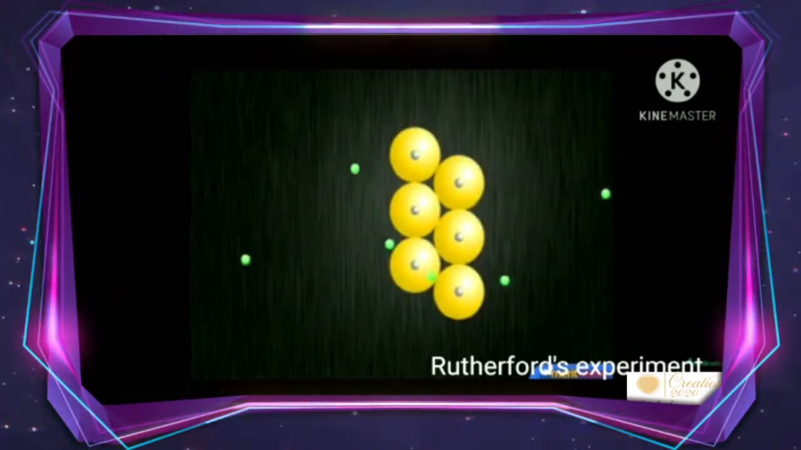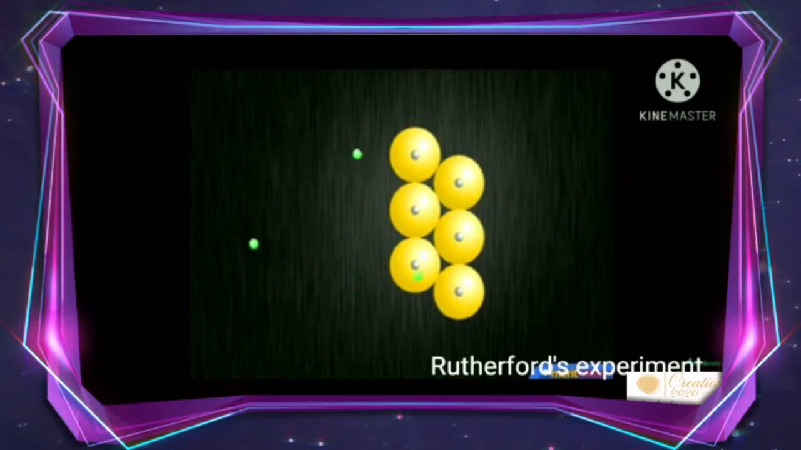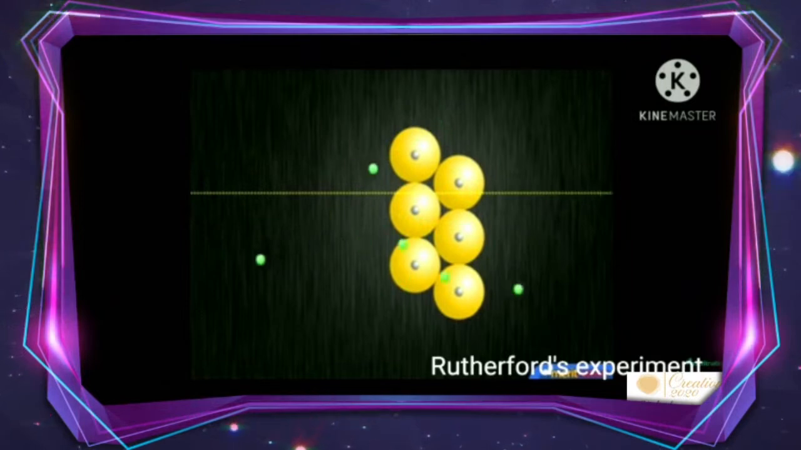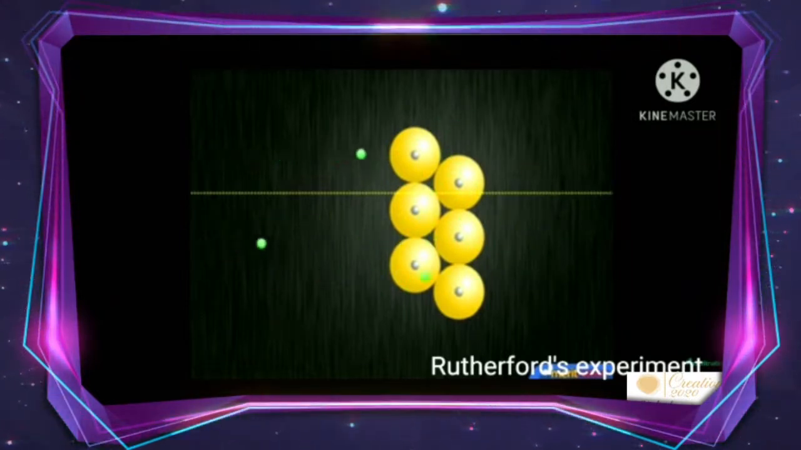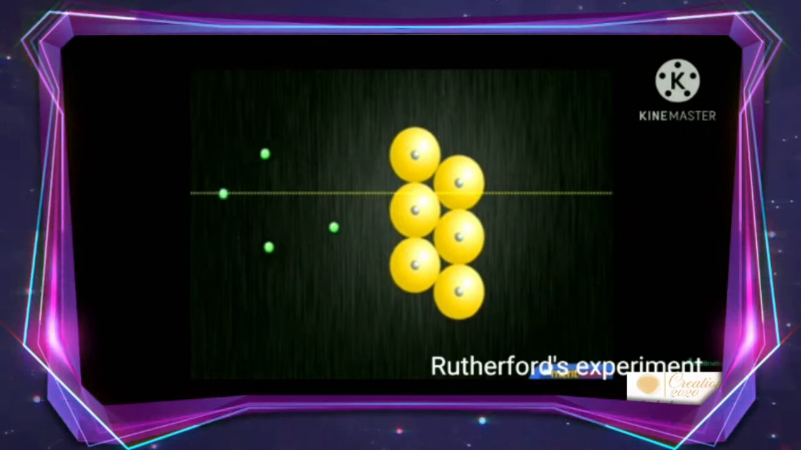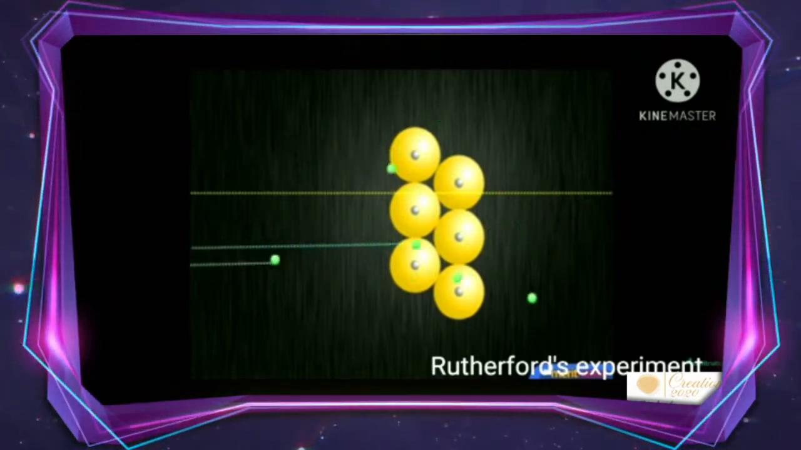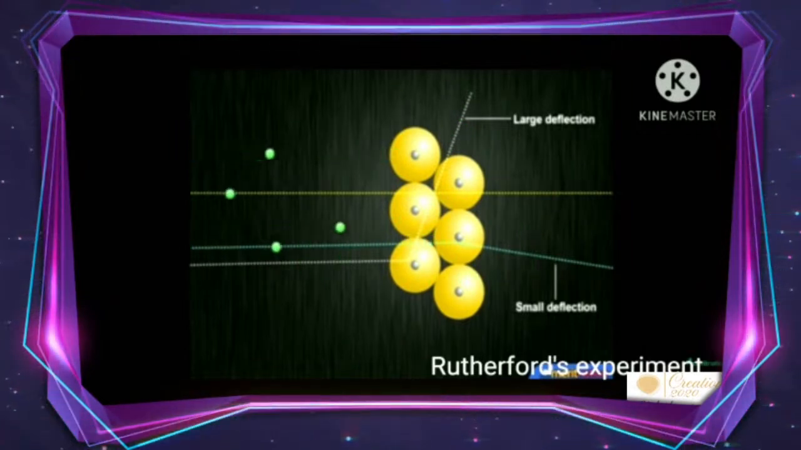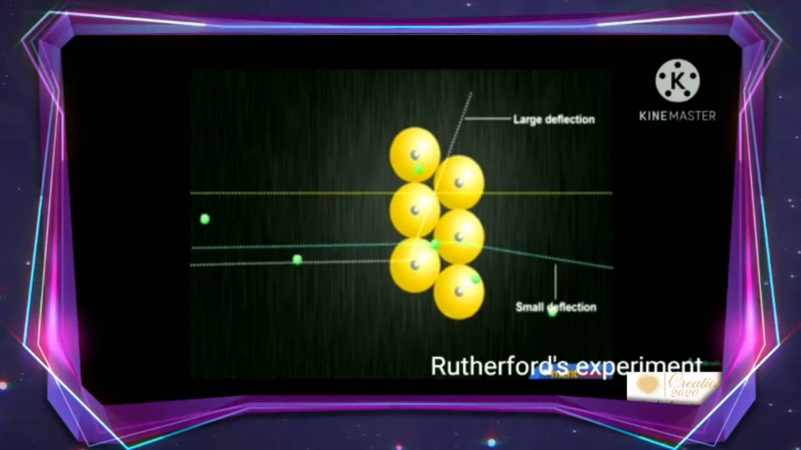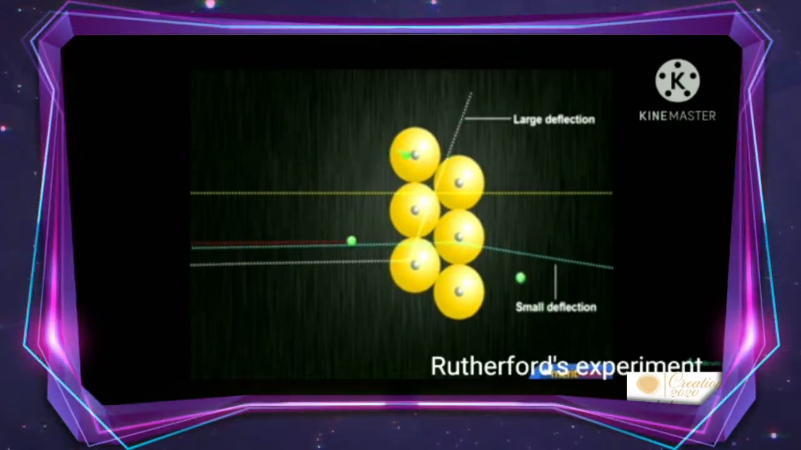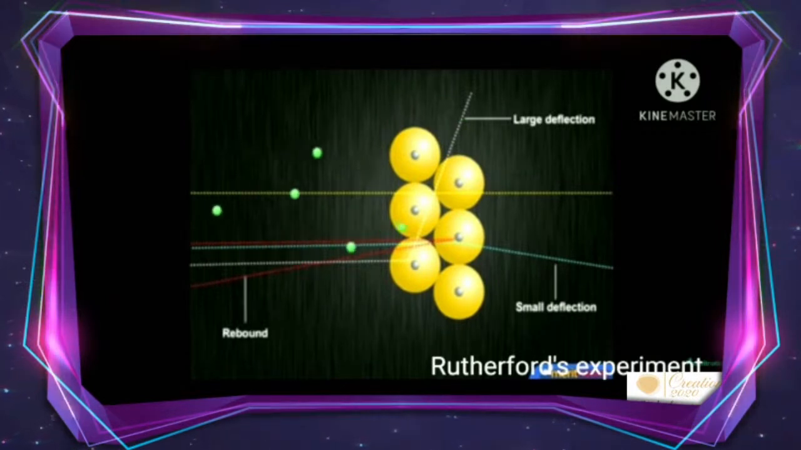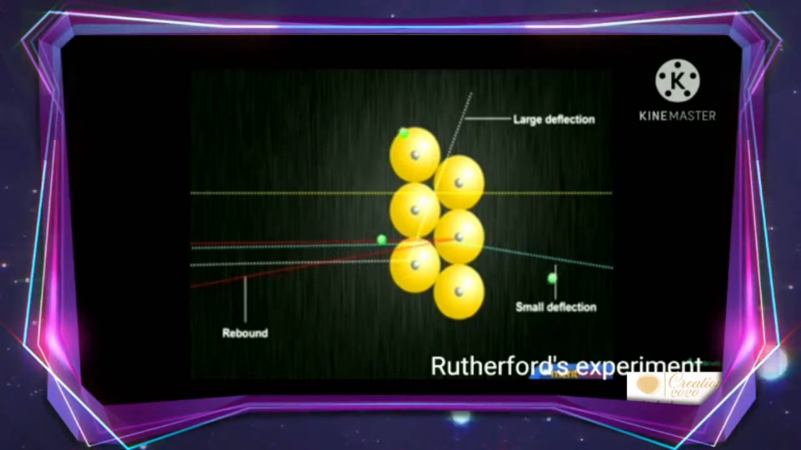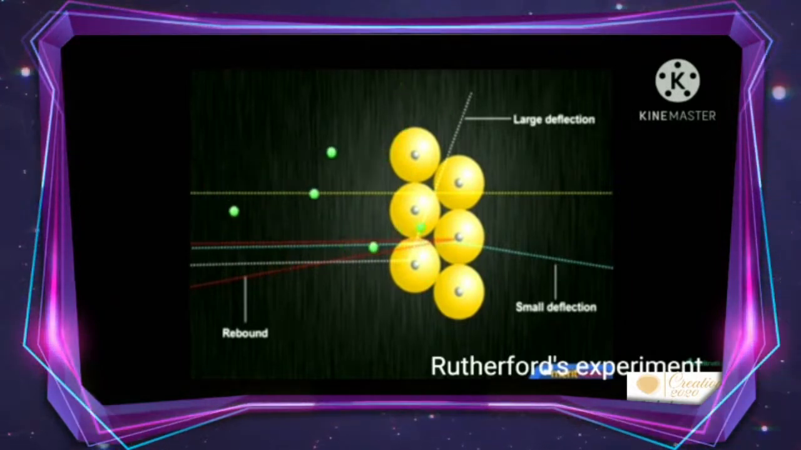Based on this experiment, he made the following conclusions. First point, since most of the particles passed straight through the gold foil, most of the space inside was empty. Second, very few particles suffered a deflection from their path. Now, this means positive charge occupies very little space inside an atom. Third, as a small fraction of particles got deflected, largely all positive charge and mass of the gold atom are present within a very small volume inside an atom.